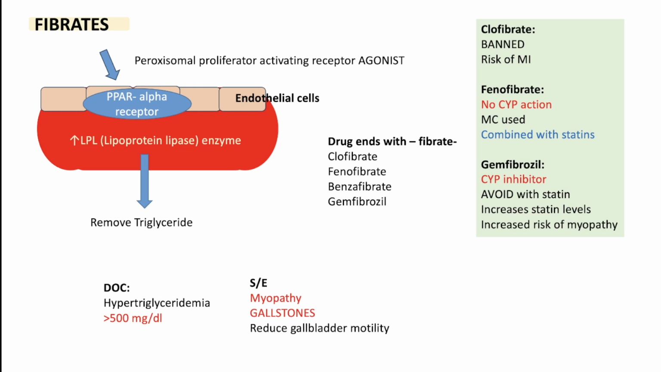The unique side effect of fibrate is it produces gallstones because of reduced gallbladder motility. Additionally, clofibrate has been banned because of the risk of MI. Fenofibrate, since it has no CYP action, is most commonly used because it is not involved in drug interaction. Since it is not inhibiting the CYP, it can be combined with the statins, as some statins require CYP activity to get converted.